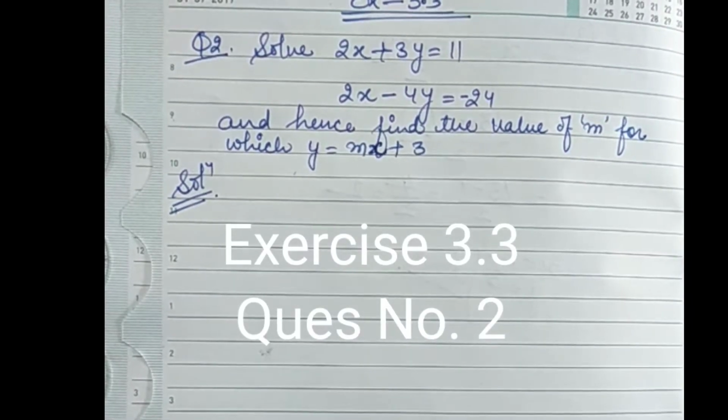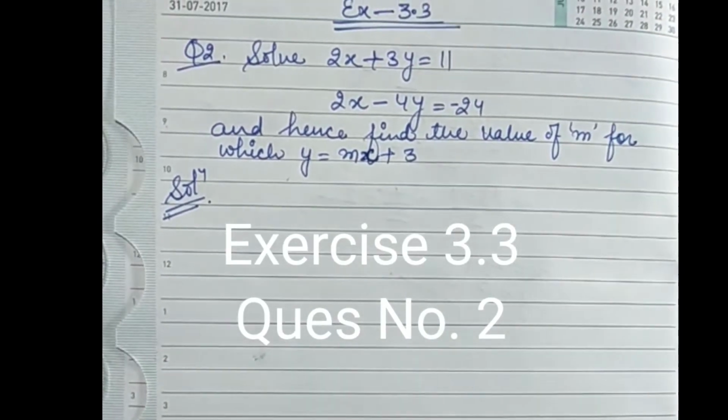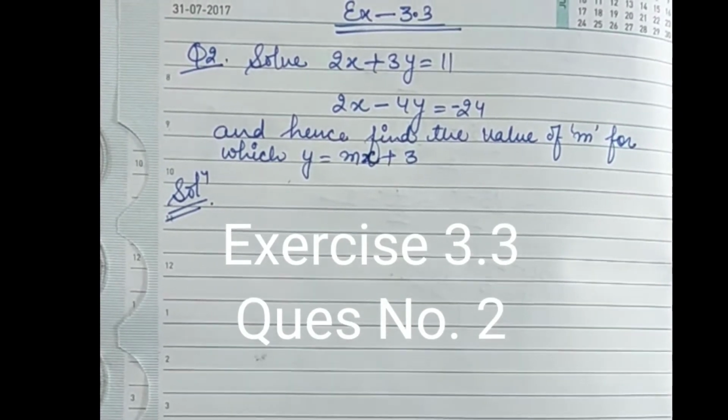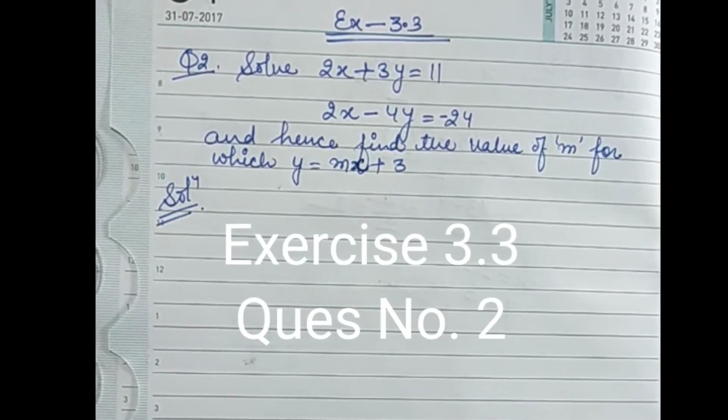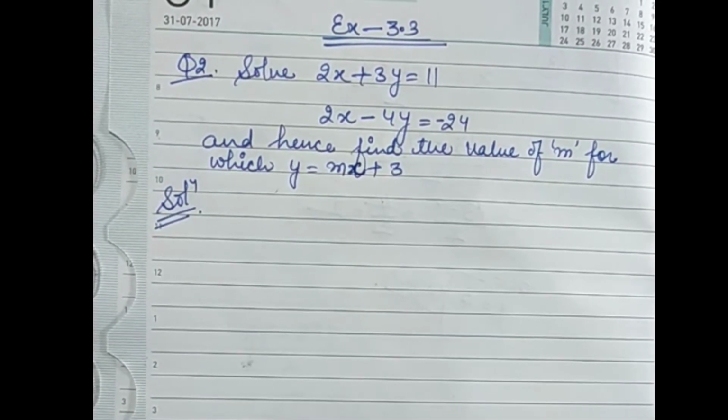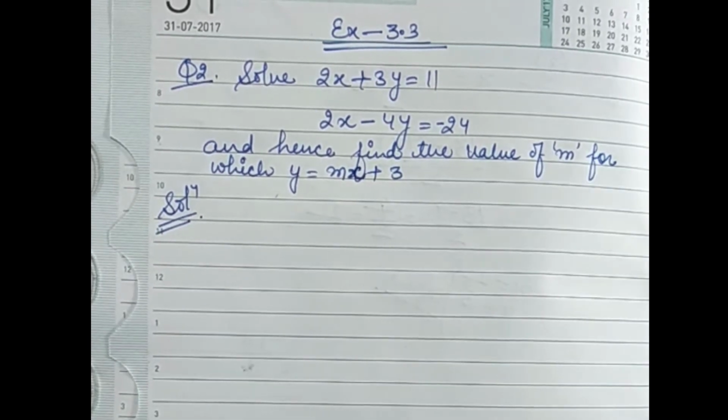Today we will be doing exercise 3.3, question number 2. Solve 2x + 3y = 11, 2x - 4y = -24, and hence find the value of m for which y = mx + 3.